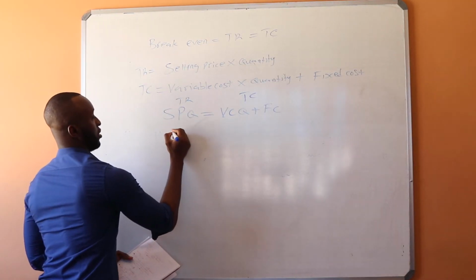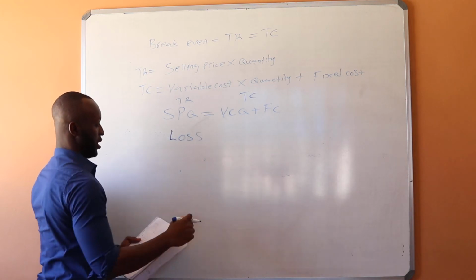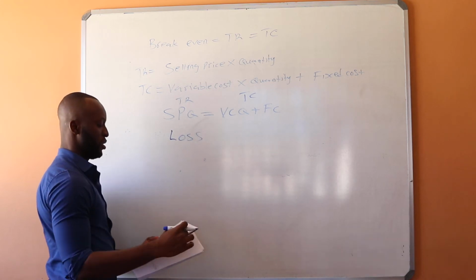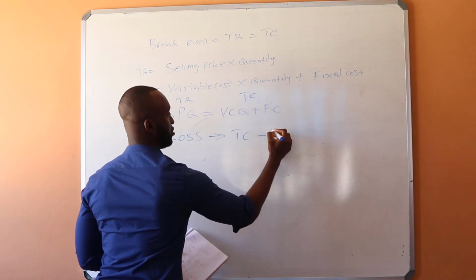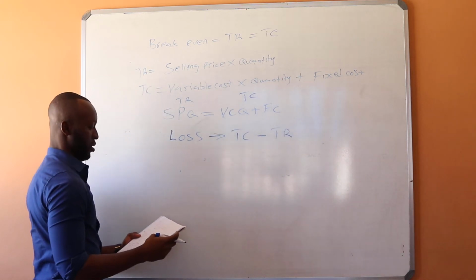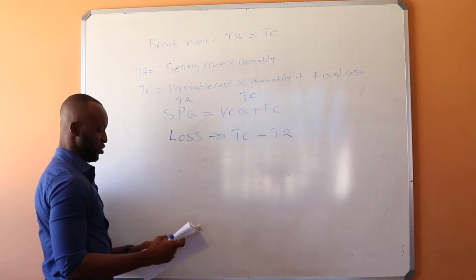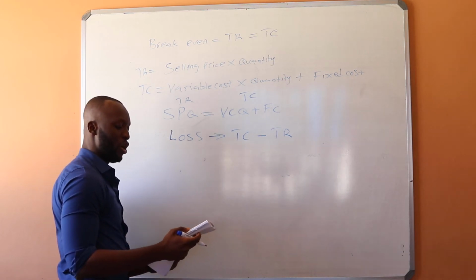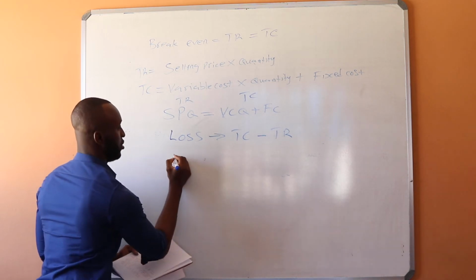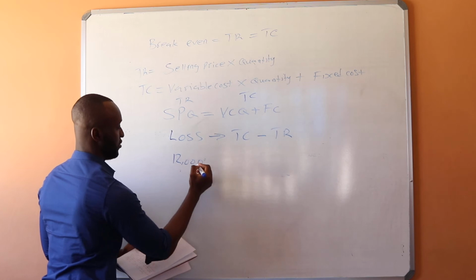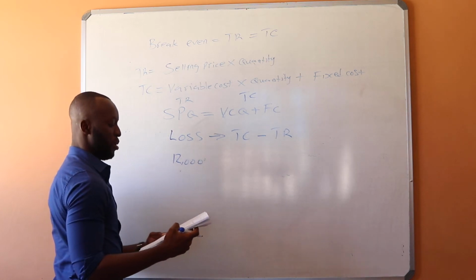Now, if your profit is total revenue minus total cost, your loss is simply total cost minus total revenue. So we're going to substitute again. If the firm is making a loss of 12,000, so now we've given the answer of the loss, okay? We're making a loss of 12,000 per month.